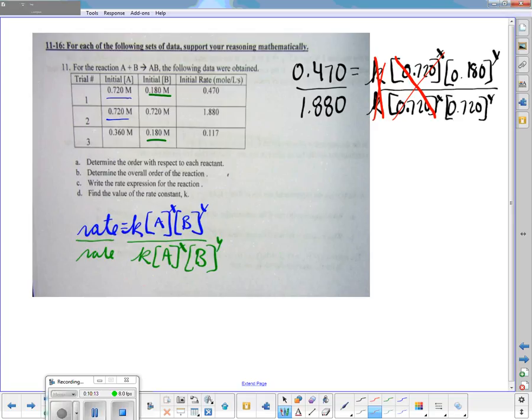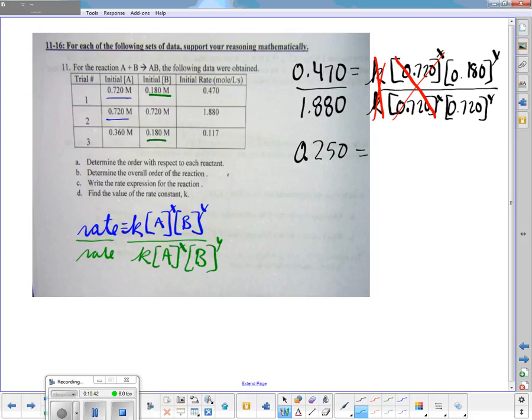Okay, so now I'm going to rewrite what I have. So 0.470. Let's solve this side real quick. It's 0.25. Actually, 0.250 because I have 3 sig figs.